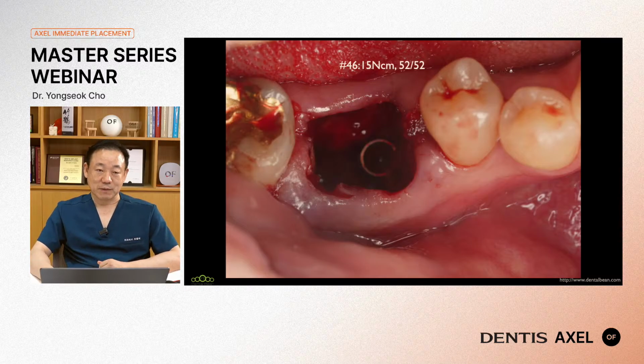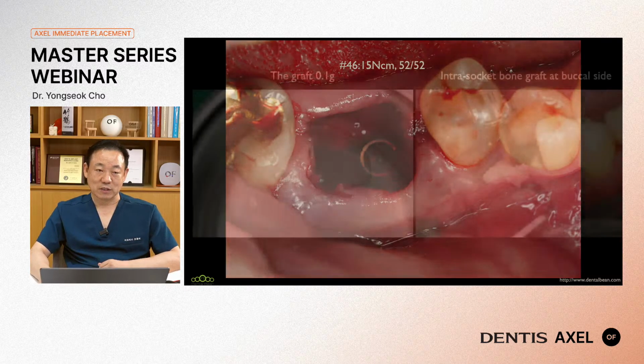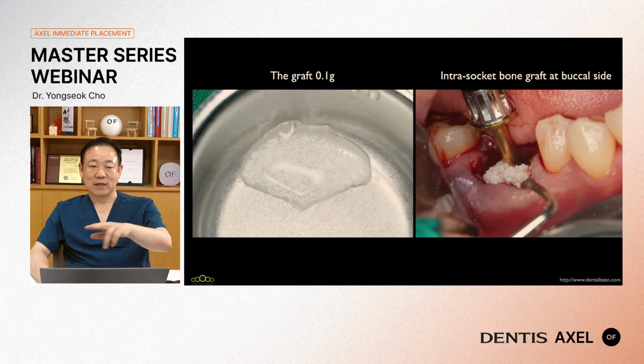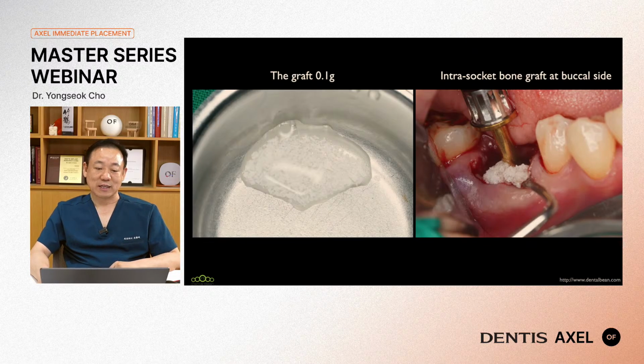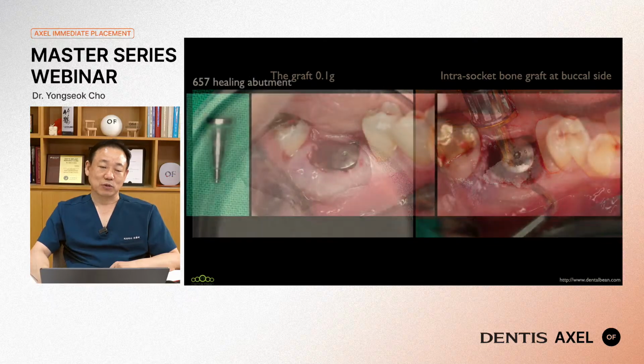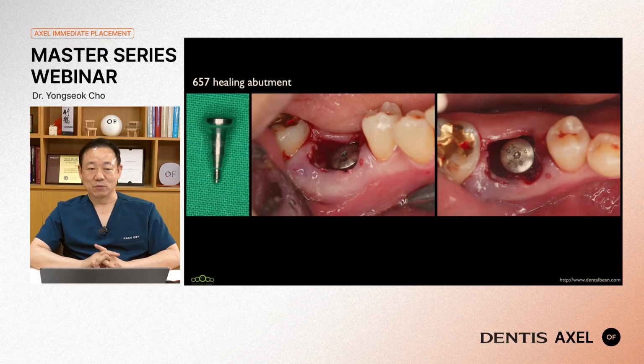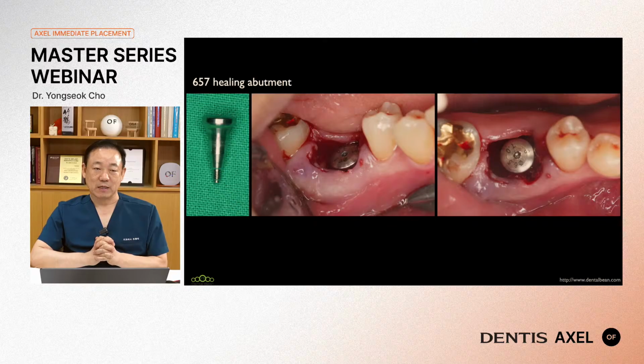And in this case, the buccal bone is lost, so I decided to graft the bone at the buccal side. I don't graft the total extraction socket. Instead, only at the buccal side, I position graft material. Look at the depth of this implant. It is 7 millimeters deep. I connected a long healing abutment.